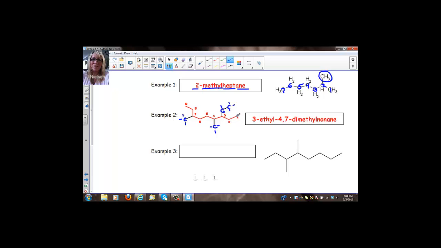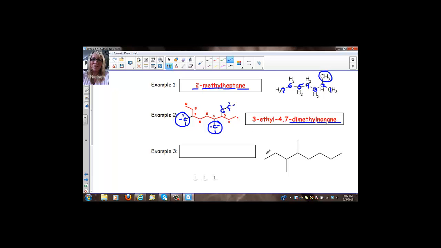So what do I come to first? 1, 2, 3. 3, and that's an ethyl group. At the number 4 and the number 7, I have methyl groups. I name the locations. 4, comma, 7. Because they are the same, I have to use the prefix di. Dimethyl. There's 2 methyl groups at the 4 and 7, and 9 has the prefix non in table P, all single bonds, it ends in ane.